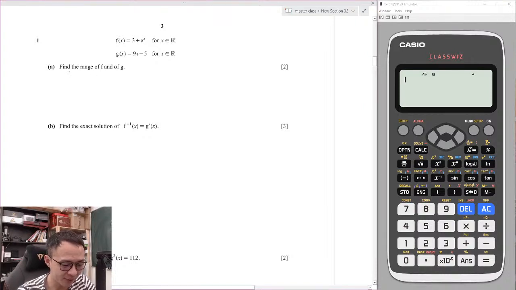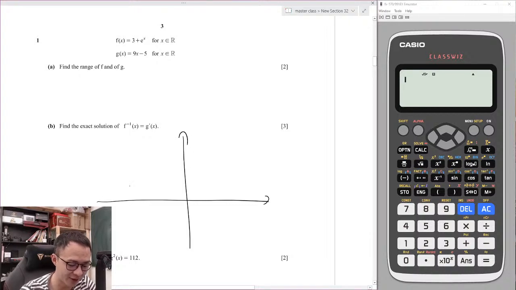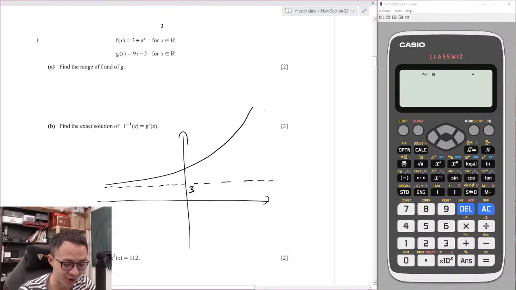For part A, they ask you to find the range of f. You need to remember how to make f(x) undefined or a math error. If you understand the graph of 3 plus e power of x, it looks like this, and it has a horizontal asymptote at 3. So your graph is above 3, so f must be bigger than 3. That's all. This will be your range.